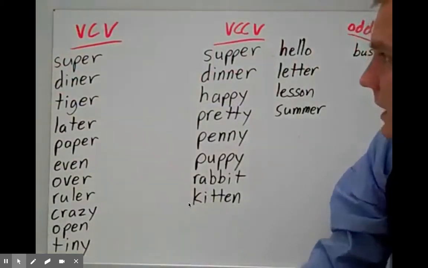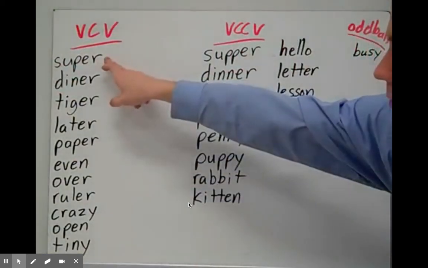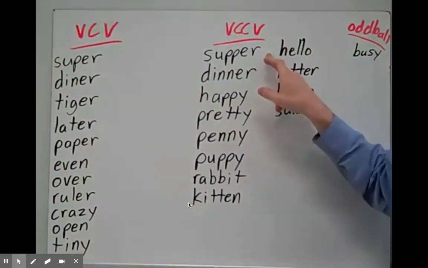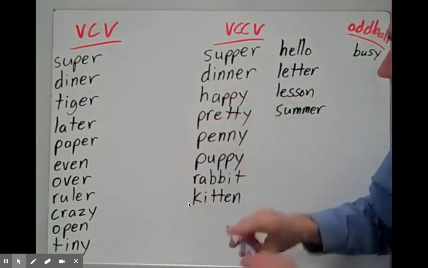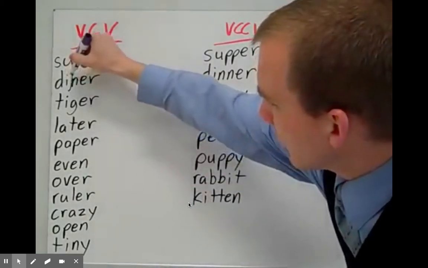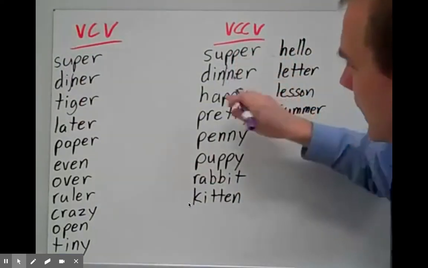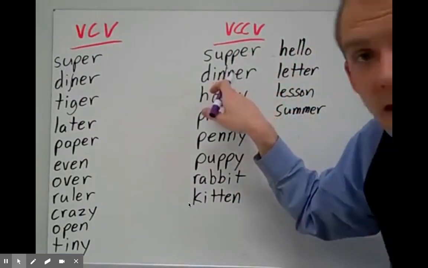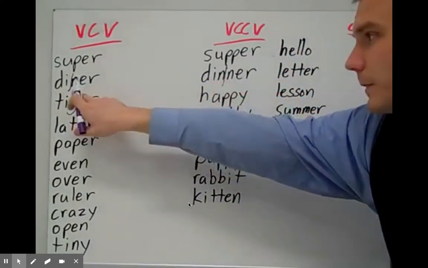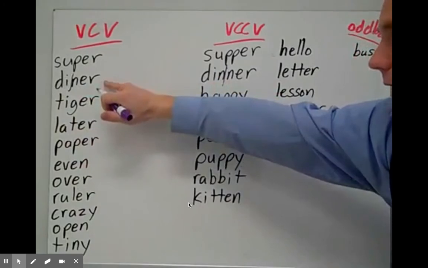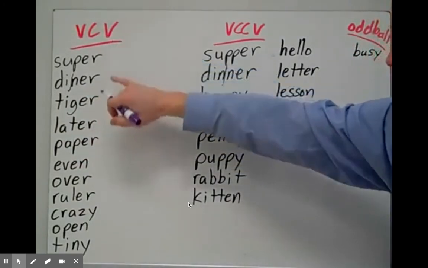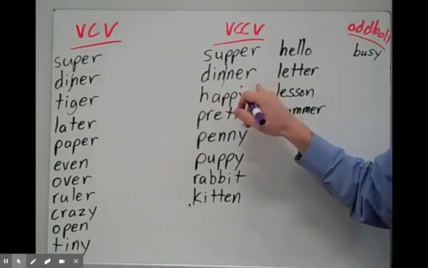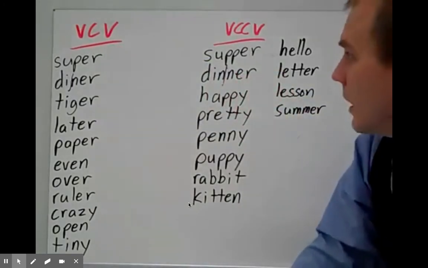Here's a list of some more examples. We have super and supper. Then you have diner and dinner. Again, you have long I, short I. Notice this one ends with the N, and then the other one ends with the I. Diner has your long I, the place where you go to eat. Dinner is kind of like supper.